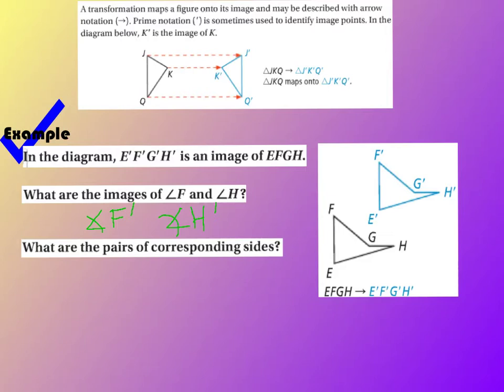Now, we also have corresponding sides. So, for example, EF corresponds with E prime, F prime. Same thing you could say with, say, EH. EH corresponds with E prime, H prime. And you can continue for the other two sides as well.